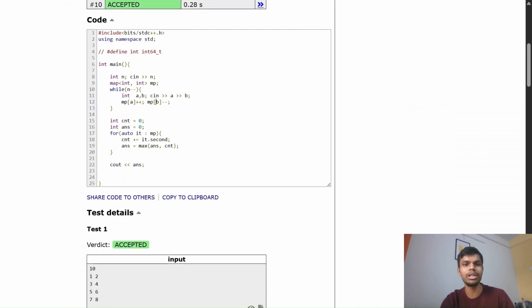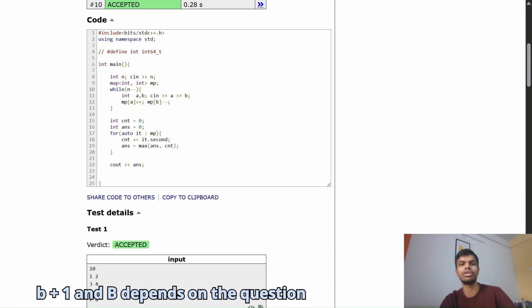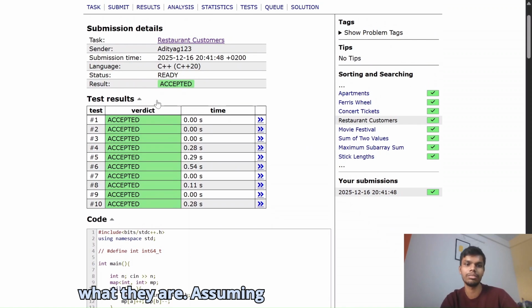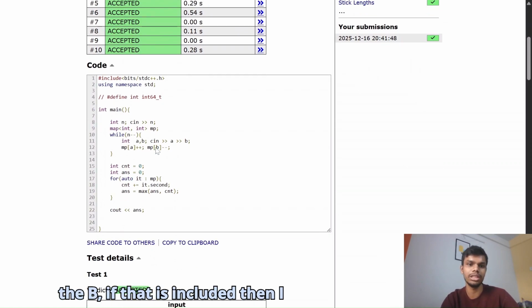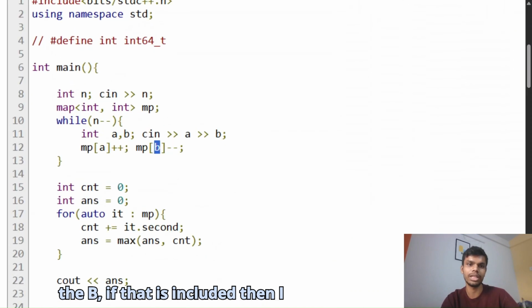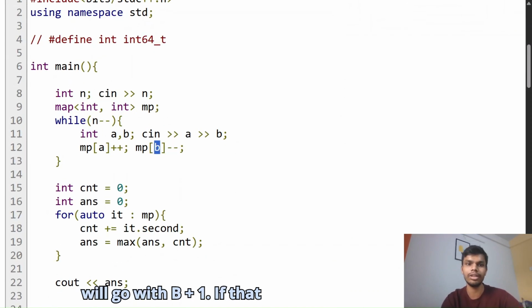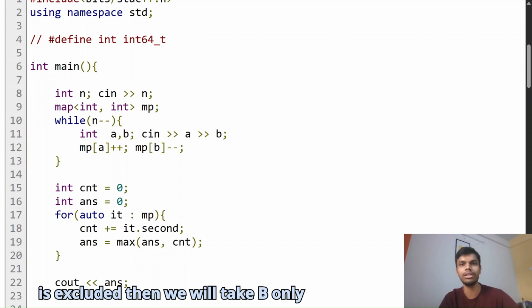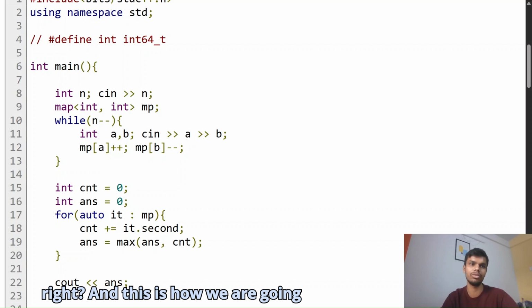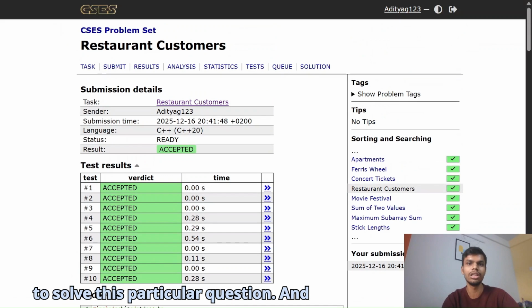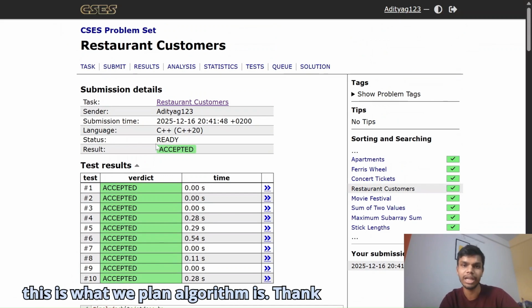Whether it is B plus 1 or B depends on what the question is assuming for B. If B is included, then I will go with B plus 1. If B is excluded, then we take B only, right? And this is how we solve this particular question, and this is what the sweep line algorithm is.